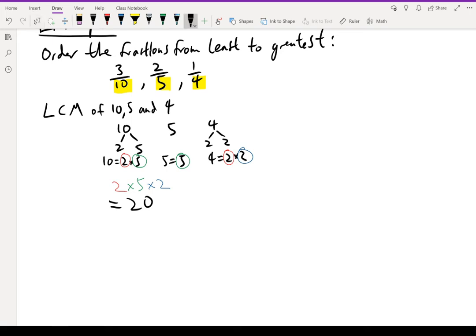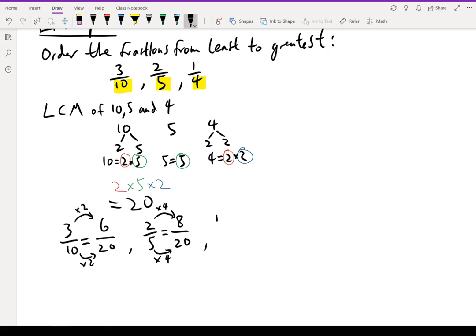So 3 over 10 equals something over 20. So this will be times 2, and this will also be times 2. 3 times 2 will be 6. And then we have 2 over 5 equals something over 20. So 5 times what is 20? Times 4. And so the top also times 4. 2 times 4, we have 8 over 20. And then now we have 1/4, which is equivalent to something over 20. 4 times what is 20? Times 5. And then the top also times 5, we'll get 5 over 20.